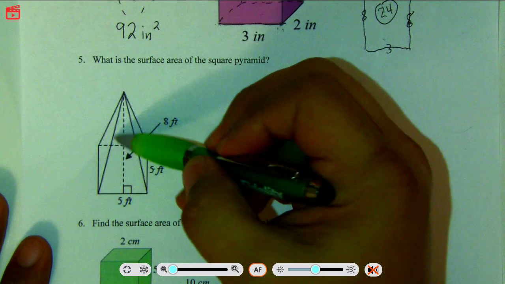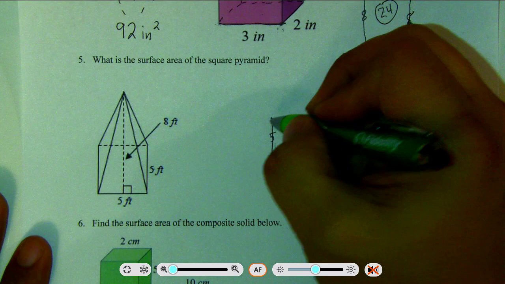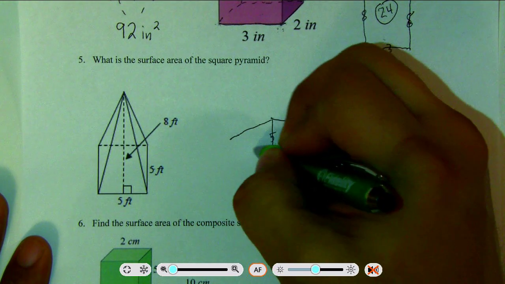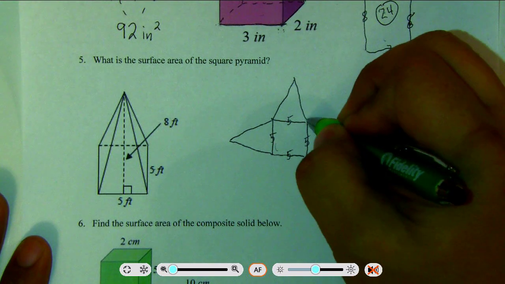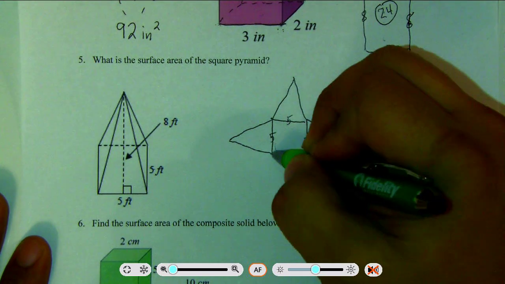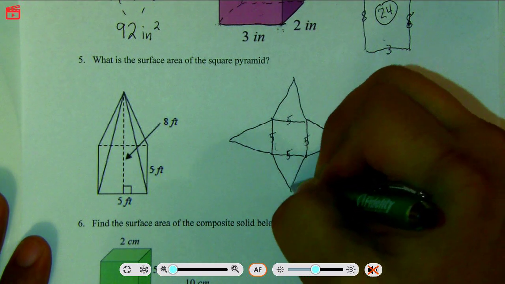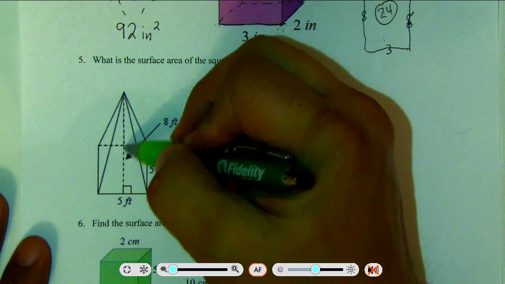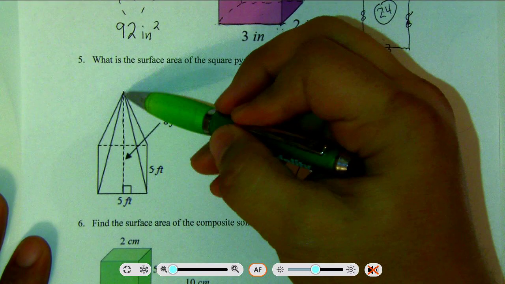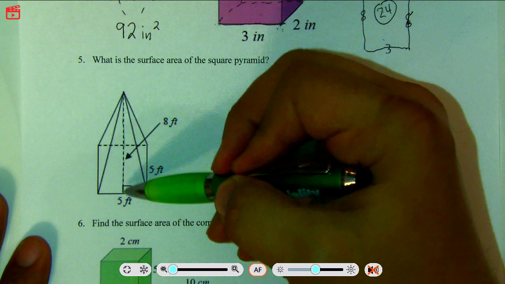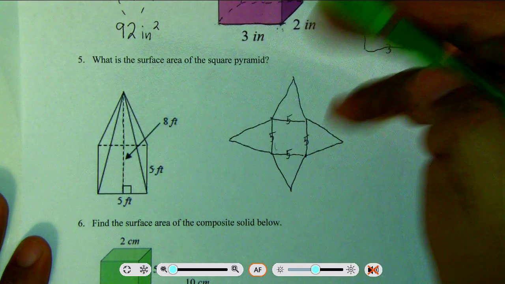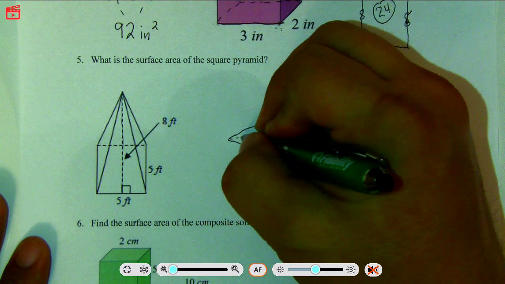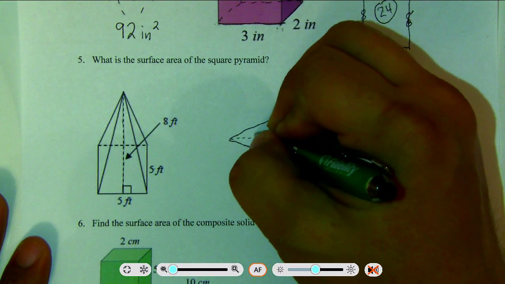And then if we, again, peel this back like a banana, there's a triangle, there's a triangle, there's a triangle, and there's a triangle. And we're told the height of the triangle, the distance up the side of the pyramid from the bottom to the point, is 8 feet. So we can draw that in. That's 8.